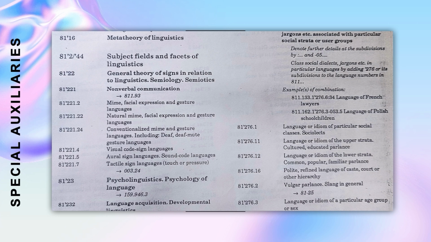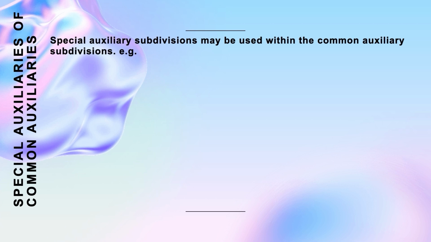And you see there is also some instruction given in example form, that is, this portion denotes further details by subdivision by apostrophe, dot and hyphen 05 from the person table. So you see the example 81'276.1 language or idioms, 81'276.11 language or idioms of the upper states, and so on. Okay, and special auxiliary subdivision may be used within the common auxiliary also.